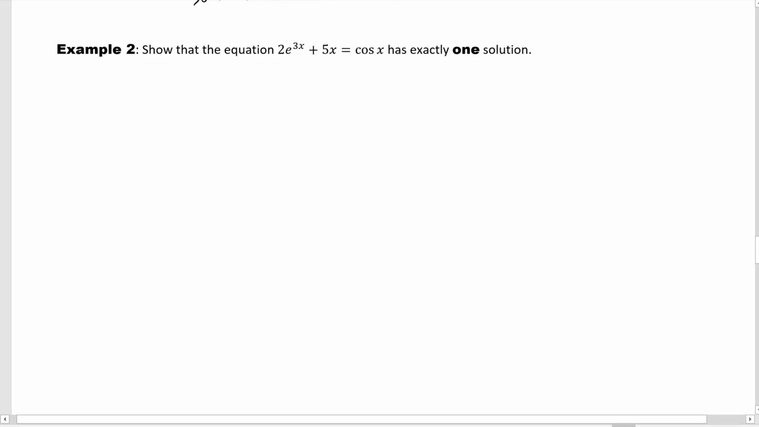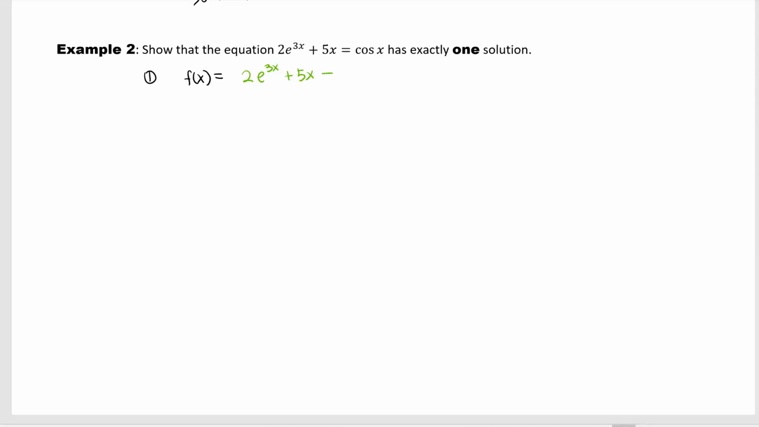Are you done? Let's check our answer. First, define f of x. f of x is the left-hand side minus the right-hand side. That's the first step. Second step, you want to show at least one root. So we check the hypotheses. First, f is continuous. Second, we want to plug in some points. Usually the point we plug in is 0.